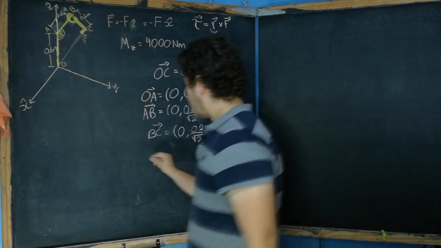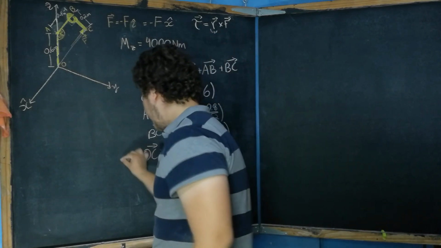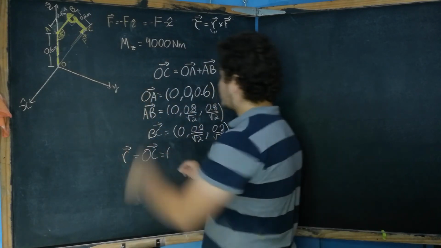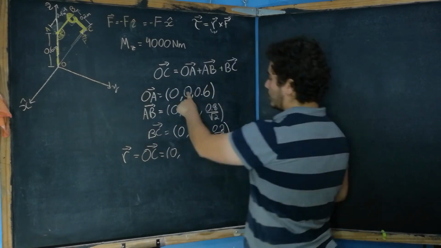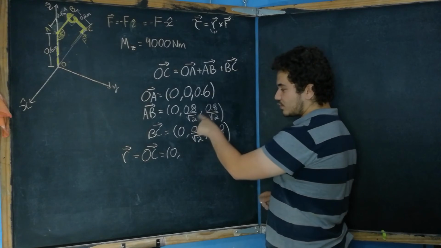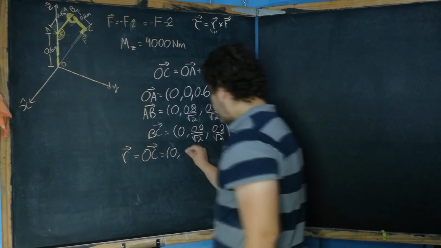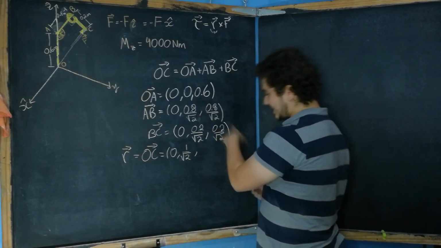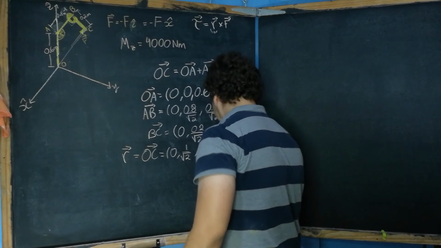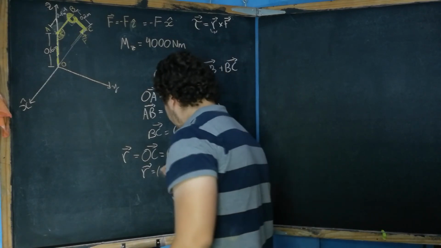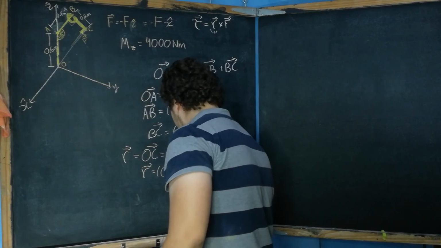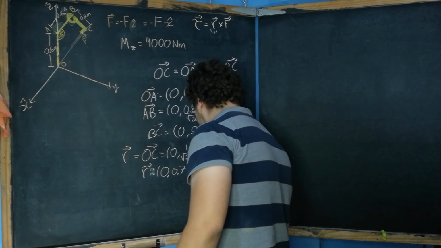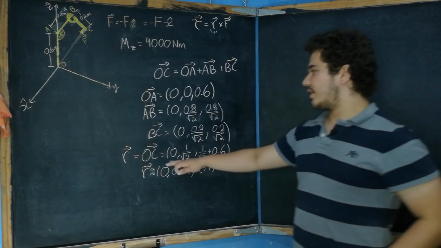To get the vector OC, remember that R is equal to OC. We just add the components of the three vectors: 0 plus 0 plus 0 is 0 in the x component. In y, 0.8 divided by square root of 2 plus 0.2 divided by square root of 2 is 1 divided by the square root of 2. In z, we have the same, plus 0.6. In approximate form, this gives us 0, 0.71, and 1.31. And this will be our R vector.